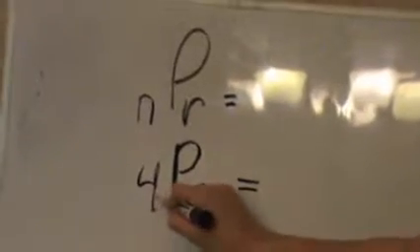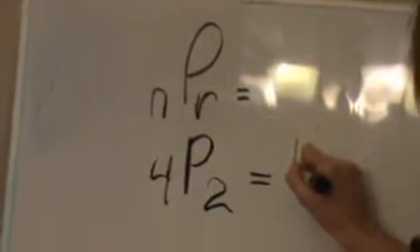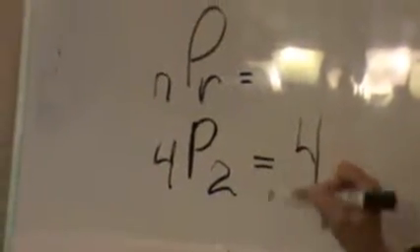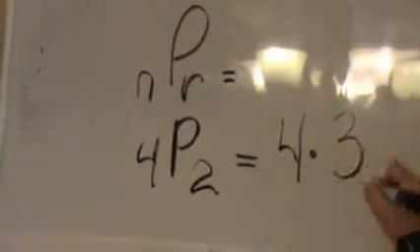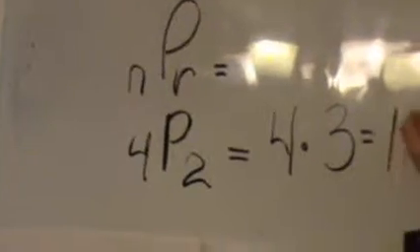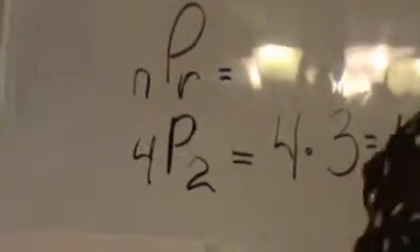So we had a set of 4. The first time we had 4 choices to pick from. Then we had 3, and that equals 12. So instead of having to go through this whole activity every single time, let's do a different example.